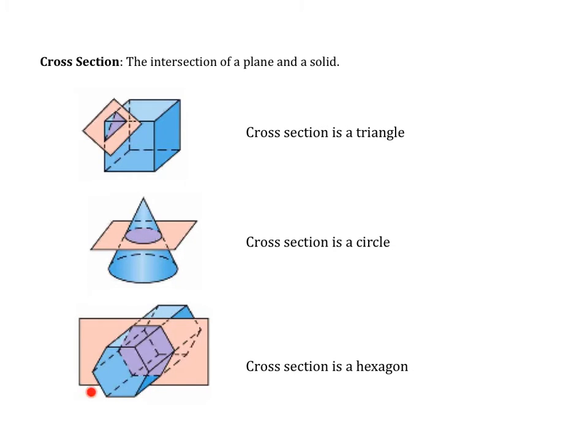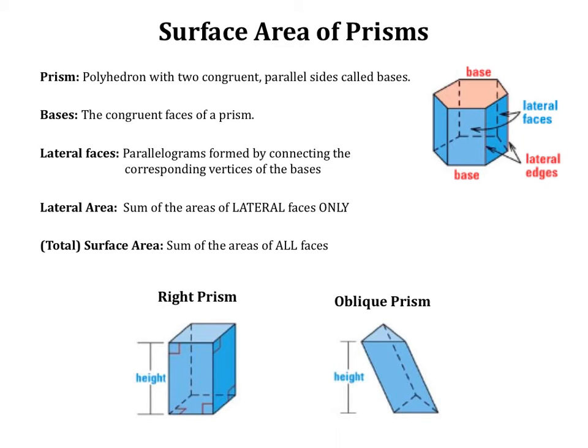And then on this last one, this is a hexagonal prism, so we've taken the plane and cut this vertically down the middle of our prism, and you can see the purplish area that our cross section would be a hexagon. Now let's move on to the surface area of prisms.